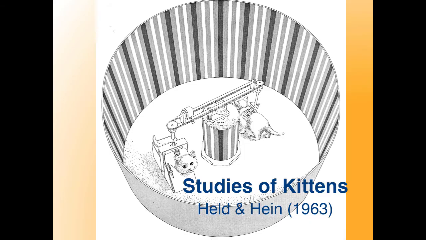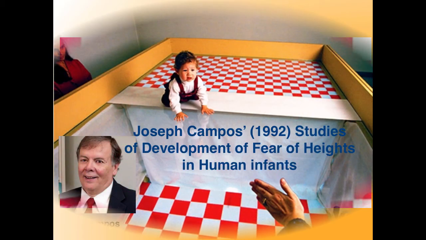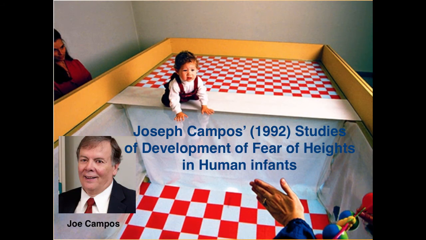Held and Hein later tested these kittens on the visual cliff. Interestingly, kittens that were held passively inside the box in the kitten carousel displayed no wariness of heights. However, kittens in the harness, whose active movement controlled the kittens in the passive box, these kittens who actively moved in the kitten carousel displayed a clear wariness of heights when exposed to the visual cliff. Inspired by these findings, Joseph Campos conducted a series of studies with the visual cliff to look at the development of fear of heights in human infants.